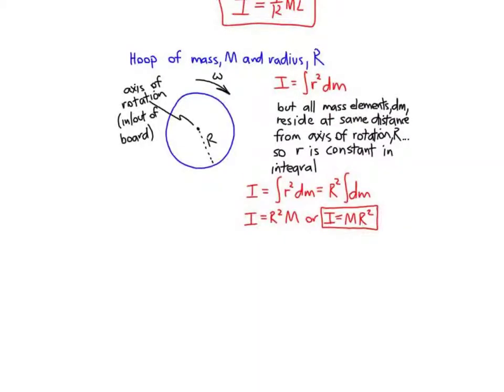The third example is finding the moment of inertia of a hoop of mass m and radius r, rotating about its center of mass. We again select a differential piece of mass, dm, and we follow through by sticking it in our integral. But all the mass elements, dm, reside at the same distance from the axis of rotation, so r is constant and we can pull it out front, leaving the integral of dm, which is just the total mass, and thus yields I is equal to m r squared for a hoop.